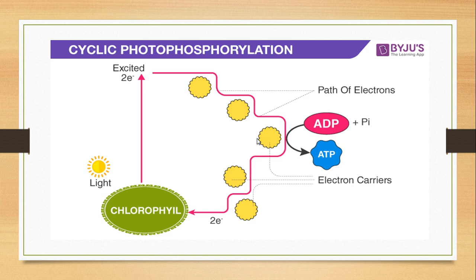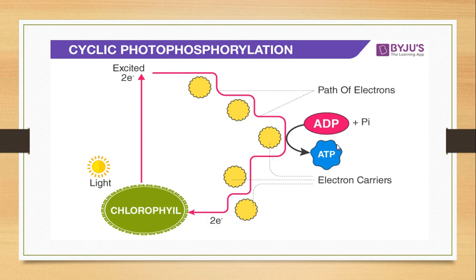So what happens in cyclic photophosphorylation? When the term cyclic is used, it means the process is in continuation. The whole process is not stopped, so it is known as cyclic photophosphorylation. Why photophosphorylation? Because it happens in the presence of light, that is photo, and phosphorylation means the addition of a phosphate group to produce energy in the form of ATP.